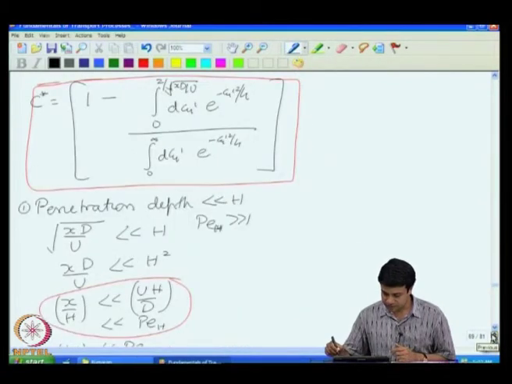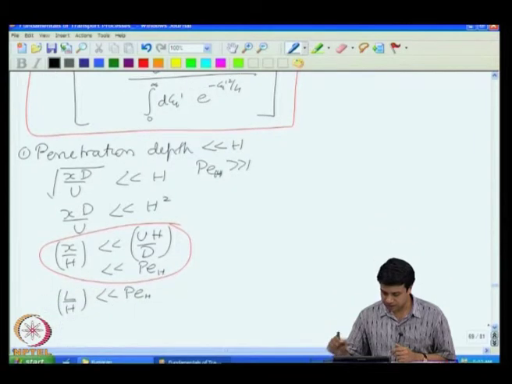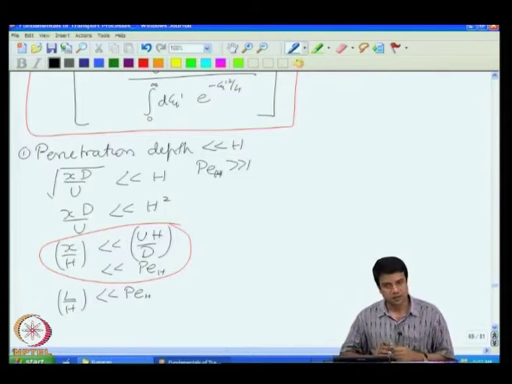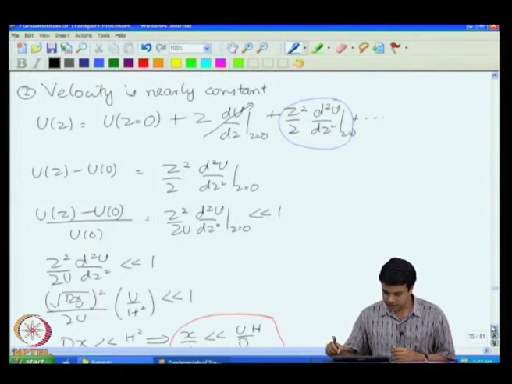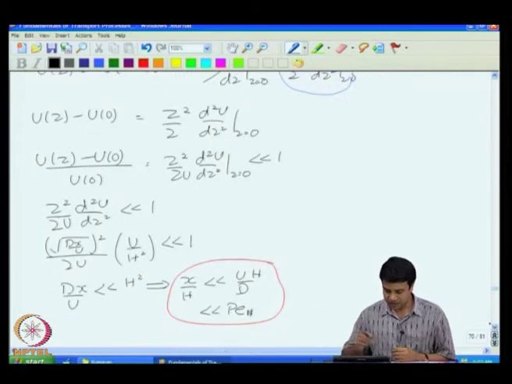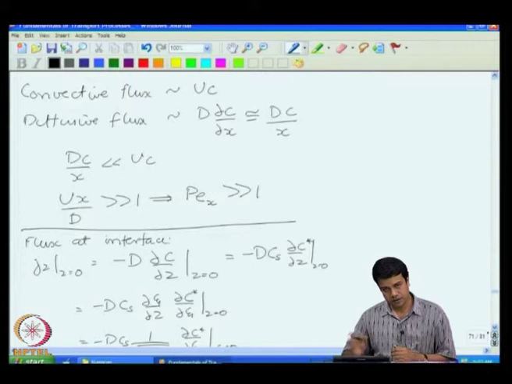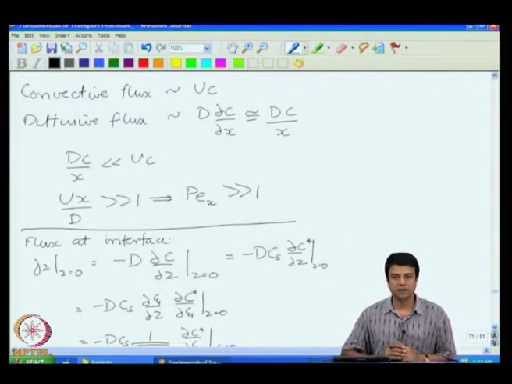The first assumption was that the penetration depth is small compared to the height h, and that is when L by h, the length of the film divided by the thickness, is small compared to a Peclet number based upon h. The second assumption we made was that the velocity is nearly a constant, and that gave the identical condition, that L by h has to be small compared to the Peclet number. The third one was that we neglected diffusion in the streamwise direction, and that is when the Peclet number is large compared to 1 based upon the downstream distance x. So, that is a summary of how we derived a correlation for the average flux for mass transfer into a falling film of liquid.